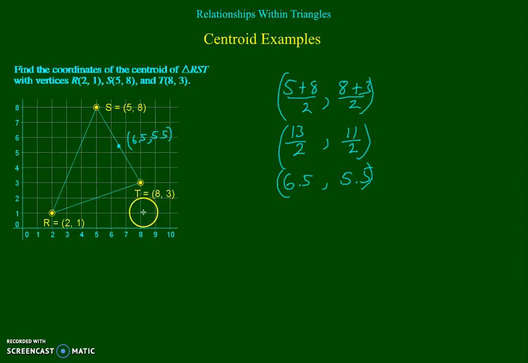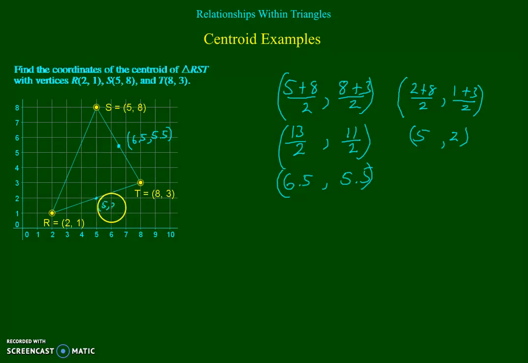Now we're going to do RT. RT is going to be 2 plus 8 over 2 and 1 plus 3 over 2. This one looks a little cleaner. 2 plus 8 is 10 divided by 2 is 5. And 1 plus 3 is 4 divided by 2 is 2. So that's 5, 2. So that's this point.